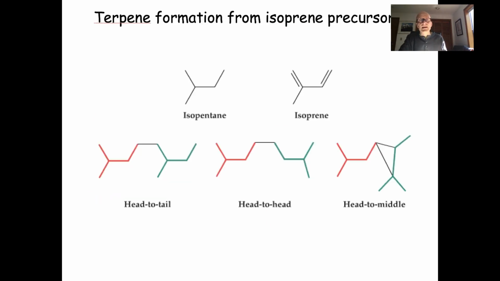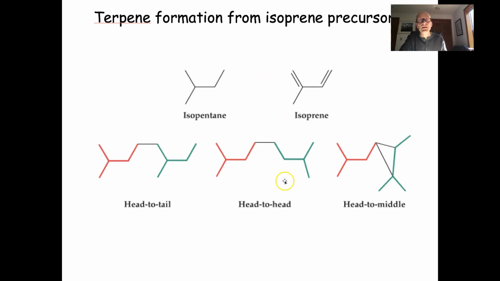So if you look at terpene formation, there is a multitude of ways you can make all these terpenes. You can start with isoprene. This is isopentane, just as an example to see where the double bonds are. So this is what distinguishes the two compounds.